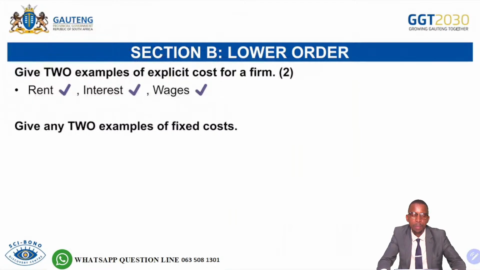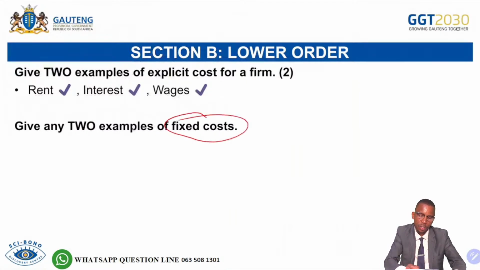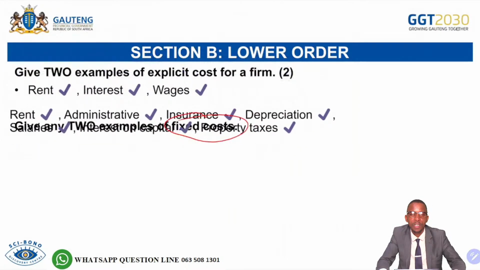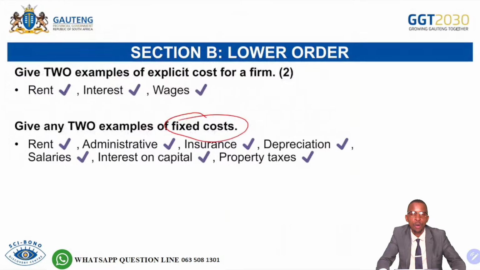Give any two examples of fixed cost. In your mind, it is ringing that, okay, if there is a fixed cost, there's also a variable cost. So let's check example. Remember, fixed costs are the costs that do not change with the output. It doesn't matter how much is produced today, the cost will remain the same because these costs are signed on the lease agreement. They remain constant for the given period of time. For instance, we talk about the rent, administrative, insurance, depreciation, salaries, interest on capital, as well as property taxes.